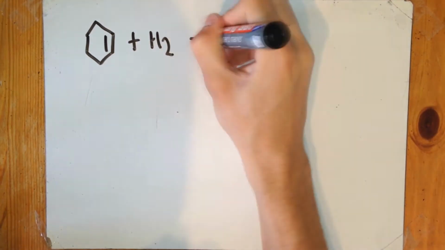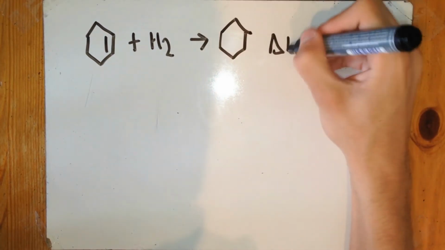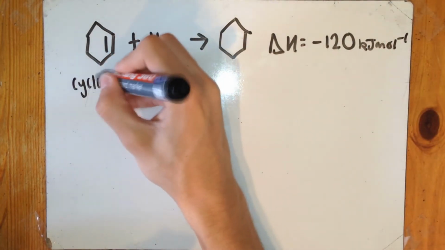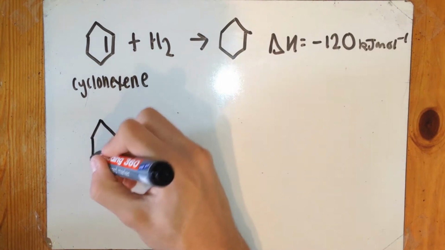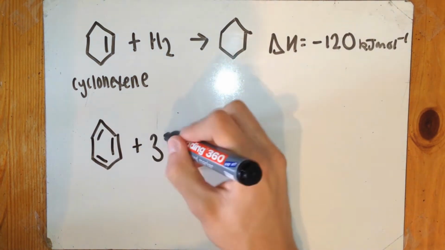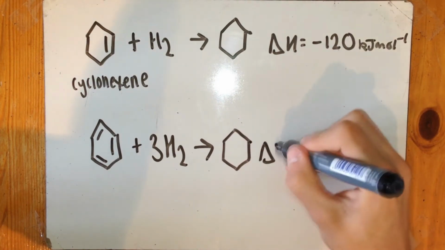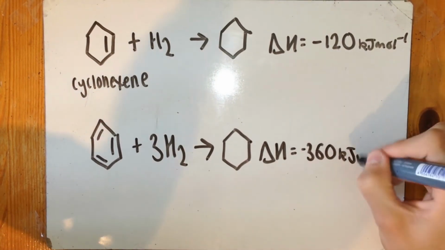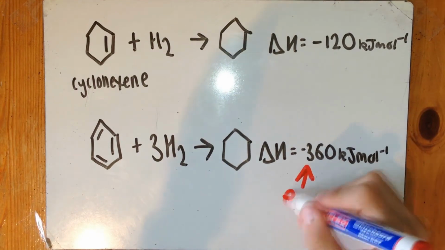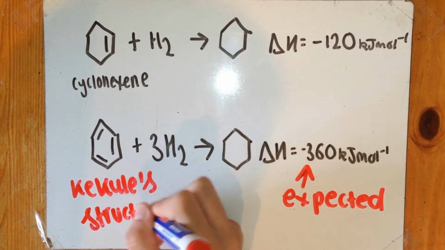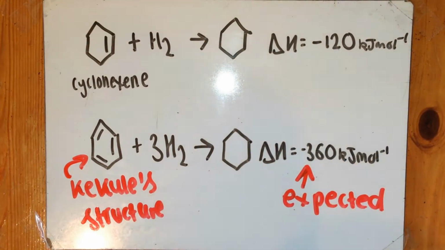When an alkene reacts with hydrogen, the energy change is called the enthalpy change of hydrogenation. With cyclohexene, with one carbon-to-carbon double bond, when this reacts with hydrogen, the enthalpy change of hydrogenation is minus 120 kilojoules per mole. Kekule's benzene, with 3 carbon-to-carbon double bonds, would be expected to have an enthalpy change of hydrogenation of minus 360 kilojoules per mole, 3 times that of cyclohexene.